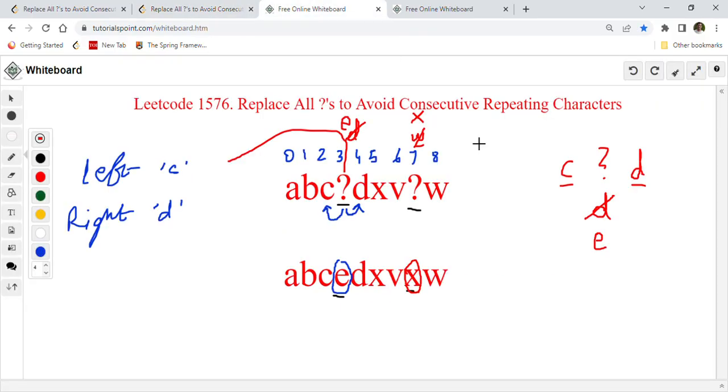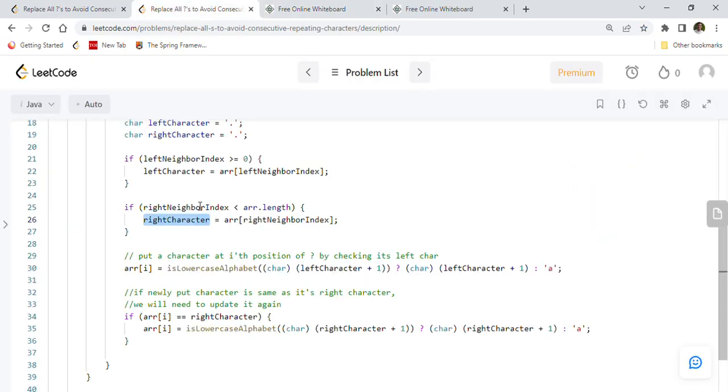For example, for C, you will first try to put D here, right? First you will try to put D here. So this is what we are implementing. So you get left character plus 1. So you will get that character, for example C plus 1 you will get D, you have to again cast it to character, right? Because this left character plus 1, again you have to cast it to character, so you get that character and you want to verify.